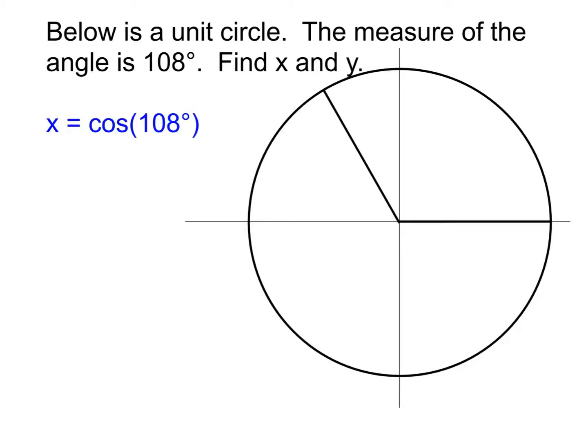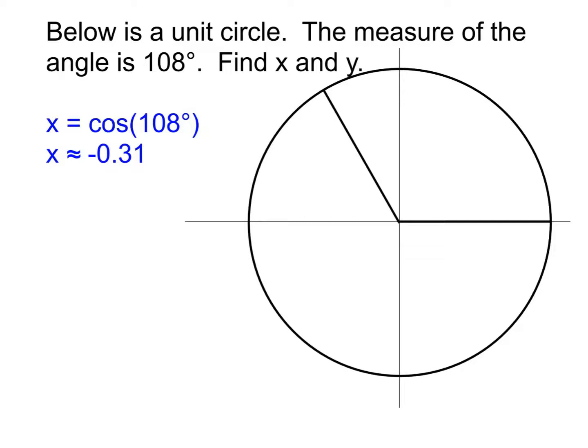Cosine. So we do cosine of 108 degrees. And notice there's no multiplication, no division, because it's a unit circle. The fact that it's a unit circle makes a lot of these things so much easier and so much smoother. Do that calculation, you should find that we get about negative 0.31.